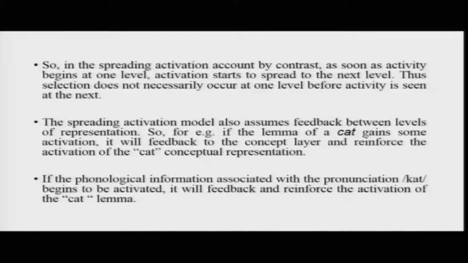In the levels model, once activation is here, everything will get completed here, then only will activation come here, everything will get completed here, and then the third and then the fourth level. So in the spreading activation account, by contrast, as soon as activity begins at one level, activation starts to spread at the next level. Thus selection does not necessarily occur at one level only.